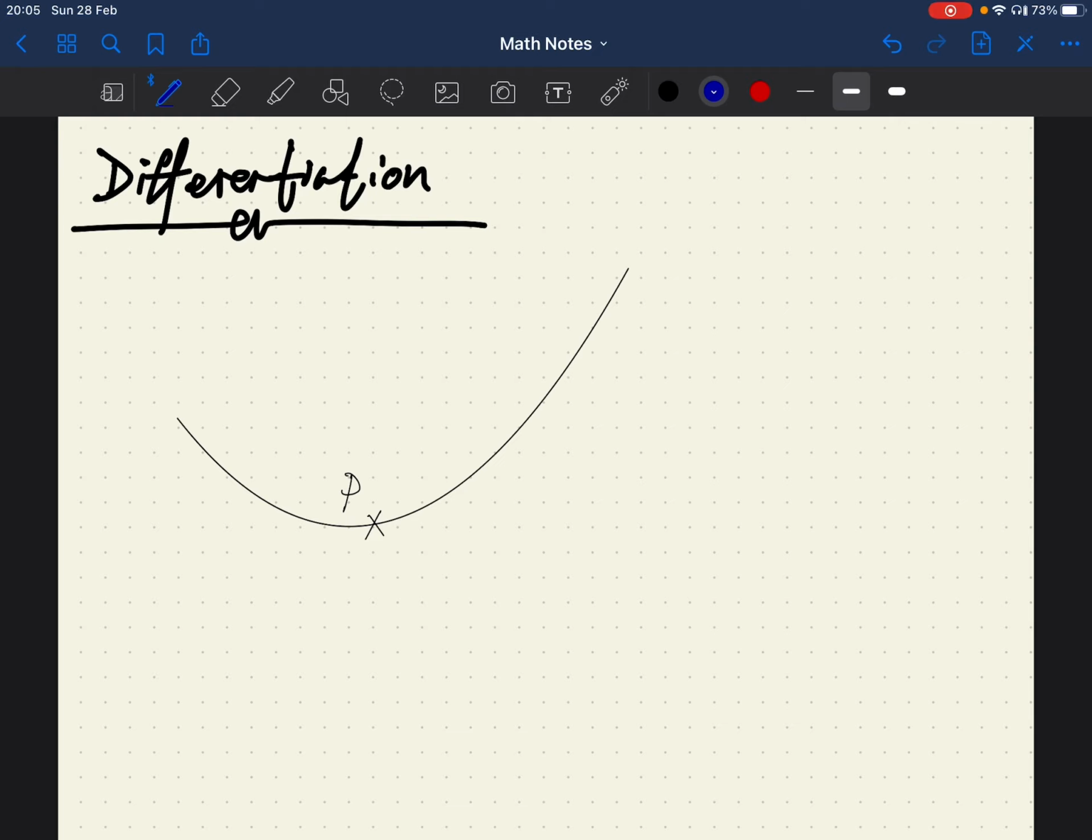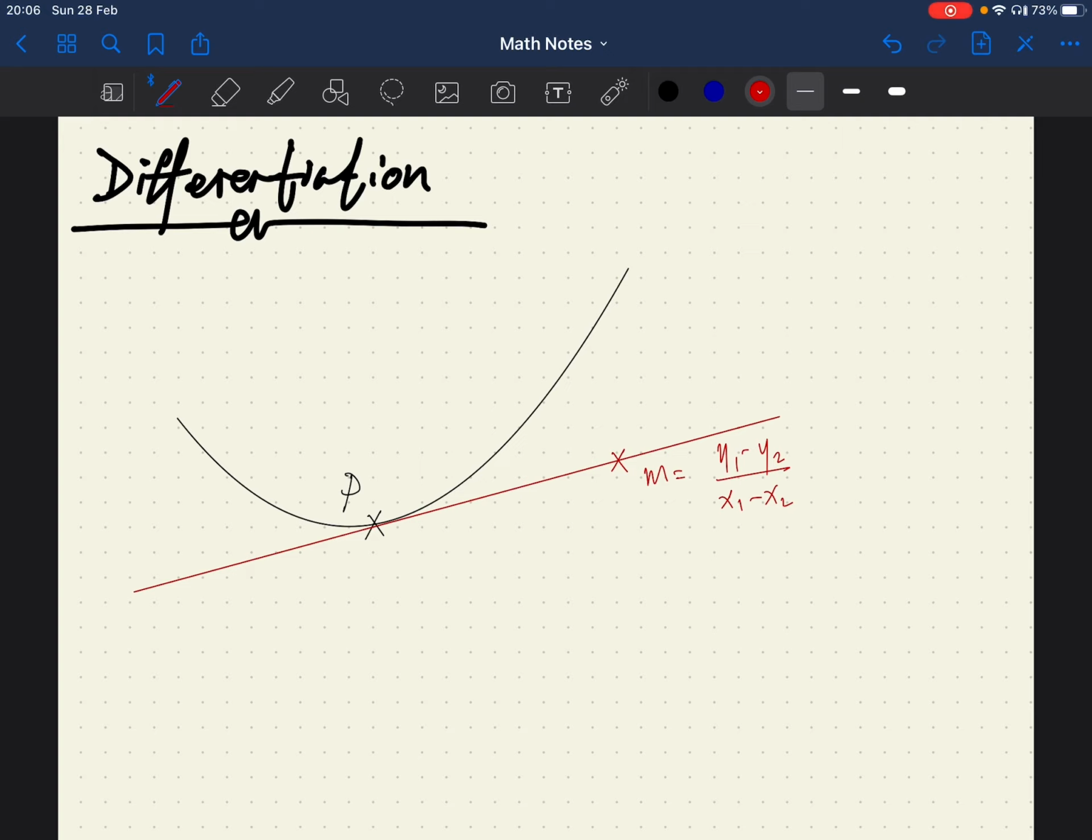curve. If we desire to get the gradient of the tangent of the curve at this point P, then the EMF way of doing it will be to draw a tangent at P and get the gradient of the tangent via y1 minus y2 over x1 minus x2 by choosing, say, another point on the tangent.